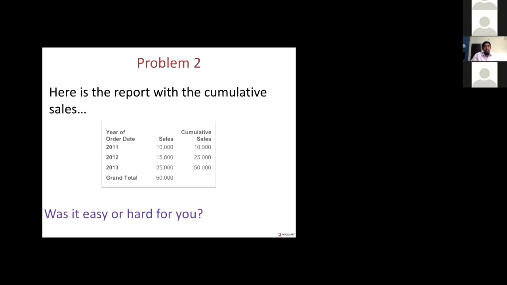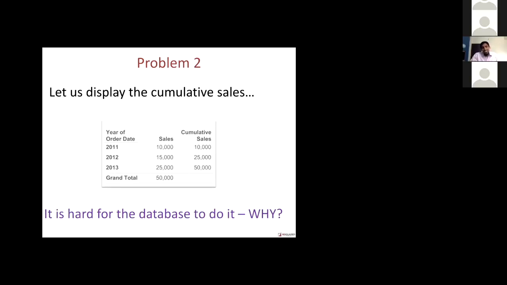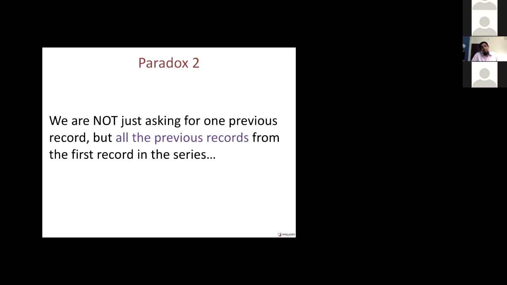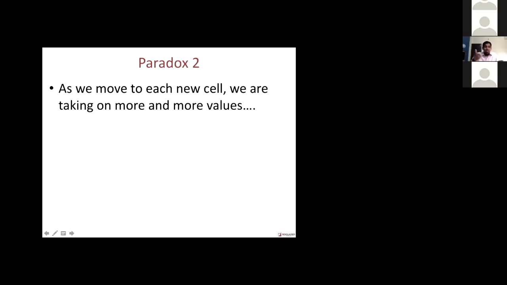So here is the report with the cumulative sales. Again, I don't even need to ask, you would say it is easy. So it's still hard for the databases. You might be chuckling, come on, it's the same reason, right? We are accessing the previous record. So what's interesting is, previously the database was suffering from us asking our one previous record question. Now we are asking, give me the whole bunch of previous records really. That's what we are asking the databases, right? As we move to each new cell, we are taking on more and more values, right?